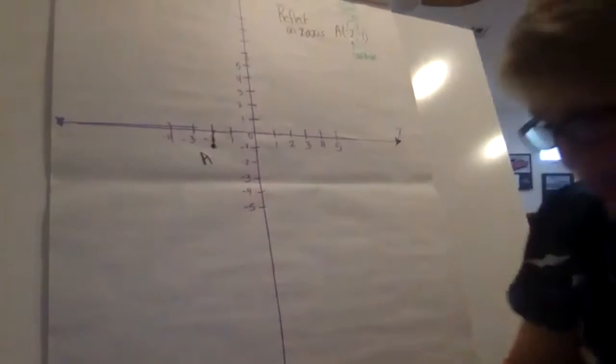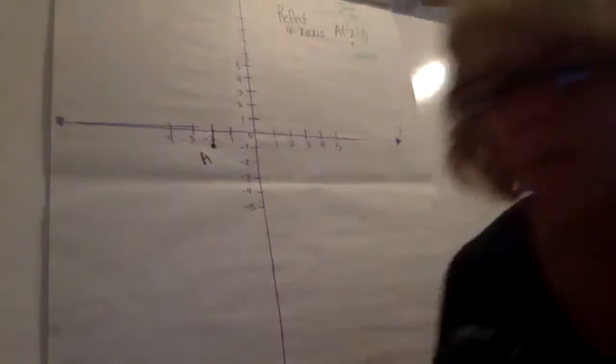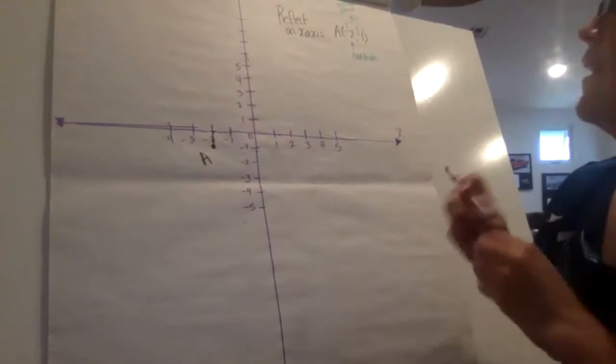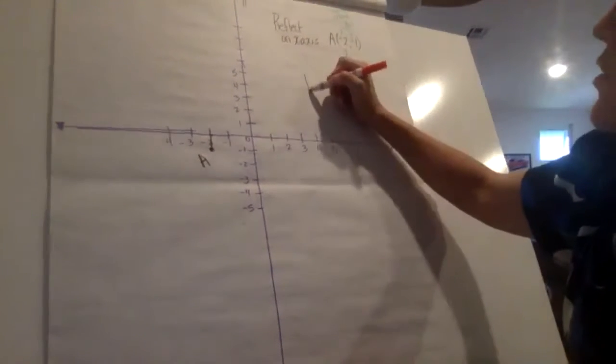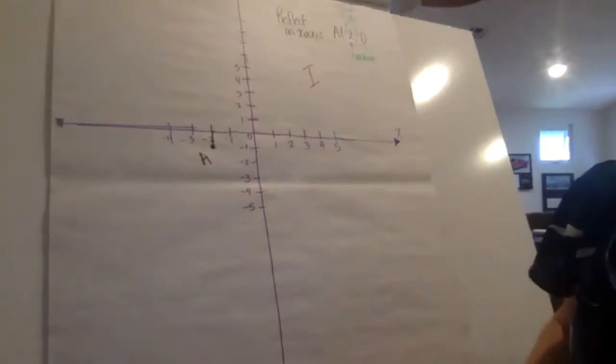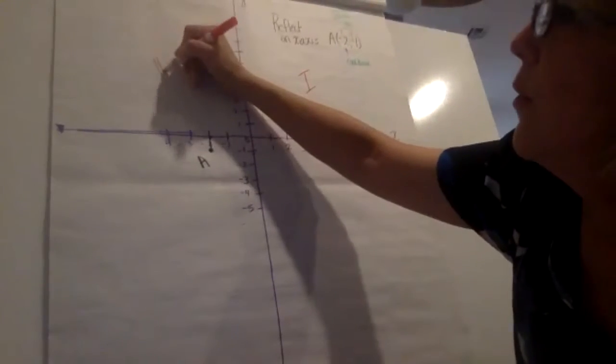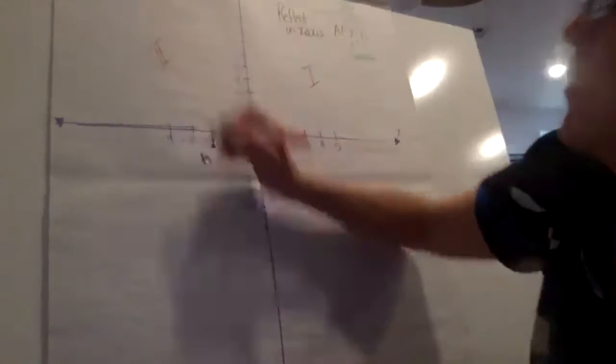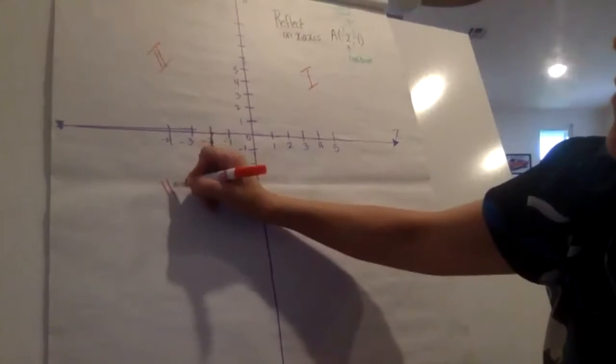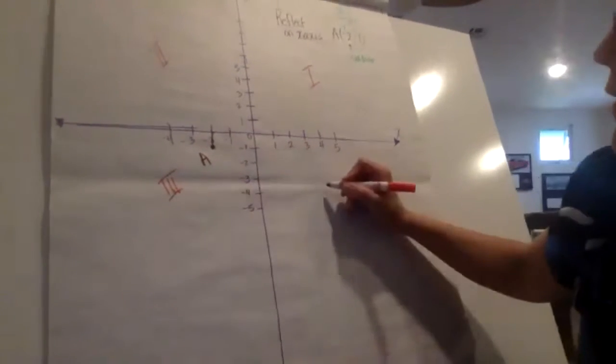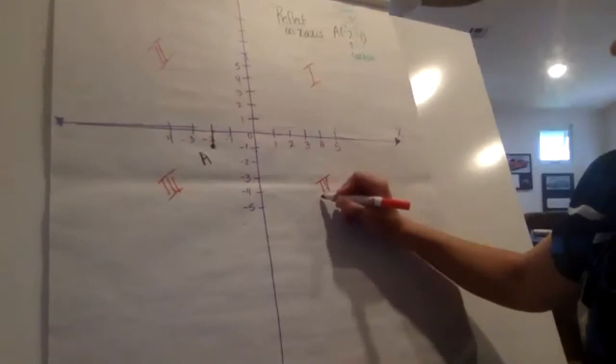So I'm going to ask that in a minute, but first I'm going to write down the quadrants. This is known as quadrant 1, and they write it with a Roman numeral. I don't know why. I just know it's always written with the Roman numeral. And that's quadrant 2, this is quadrant 3, and this is quadrant 4.